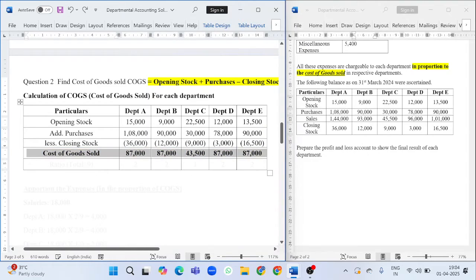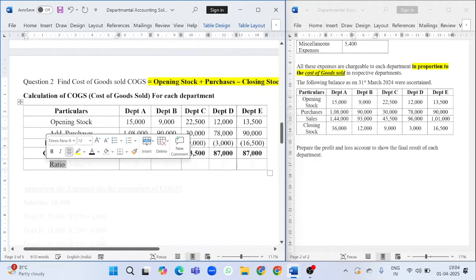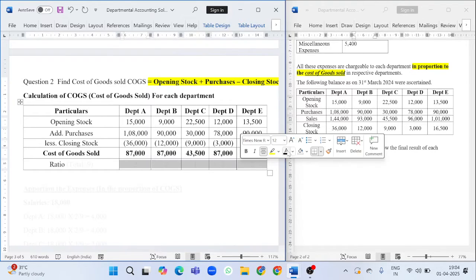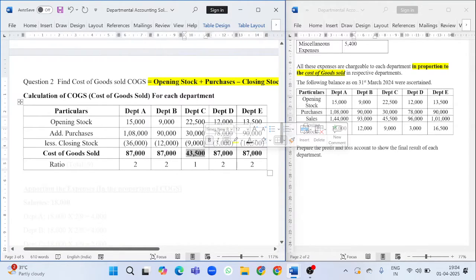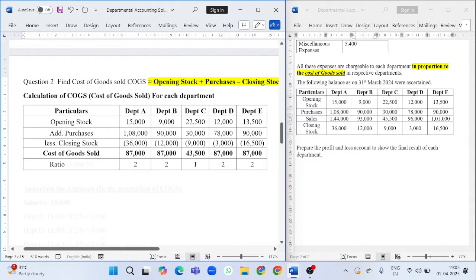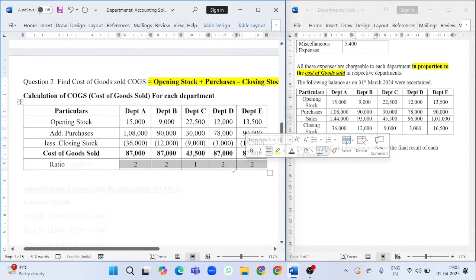Now we need to find out the ratio for this. I hope you know how to find the ratio. You need to start dividing these values by a common divisor. When I divide, I'll get the ratio like 2, 2, 1, 2 and 2. That means 43,500 ones and 43,500 twos will be 87,000. If I divide 87,000 by 43,500, I will get the remainder as, sorry, remainder as 0. So this is how we need to find the ratio.